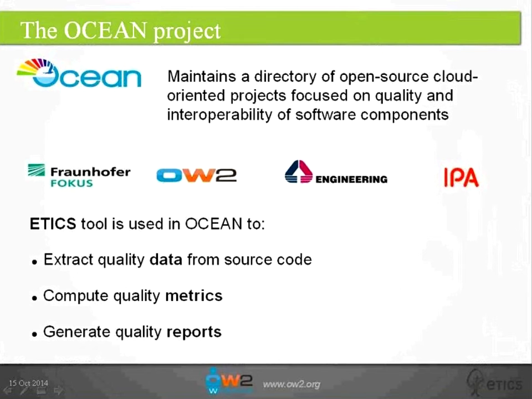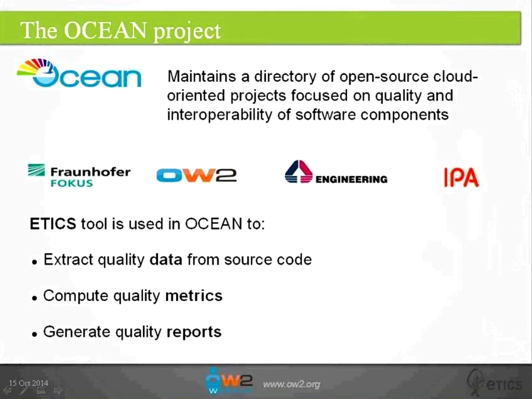So in Ocean, we want to give an estimation of the quality of these components with basically two objectives. The first is to help the developers of these components to discover the quality capabilities of their components and potentially to improve the quality of their components. And the other objective is to actually give a criteria for choosing components to people that want to reuse this component instead of developing them from scratch.